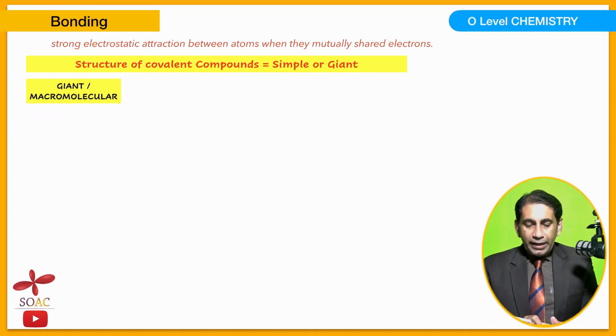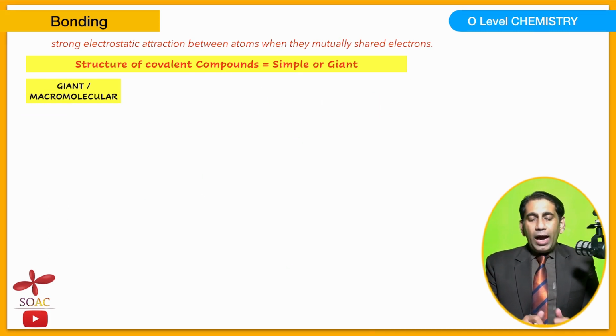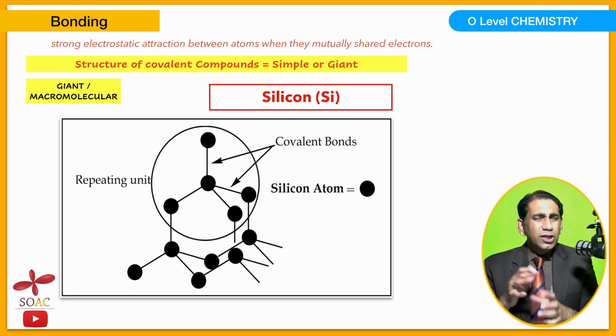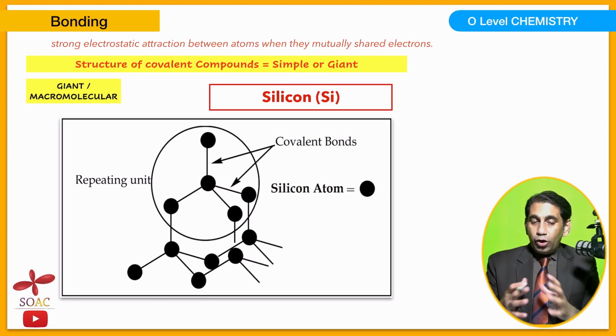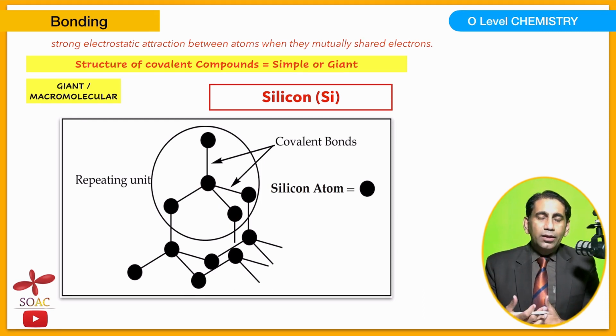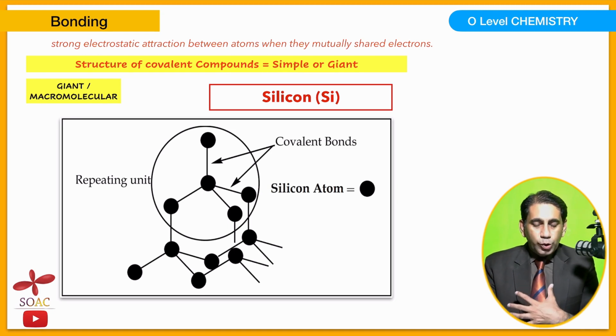The next one is silicon, which has a true resemblance to diamond. In silicon, each silicon atom is bonded with four other silicon atoms. Its structure is quite similar to that of diamond. So silicon also has a giant or macromolecular structure, and it also has a high melting point, high boiling point, high density, and is hard. Its structure again closely resembles diamond.